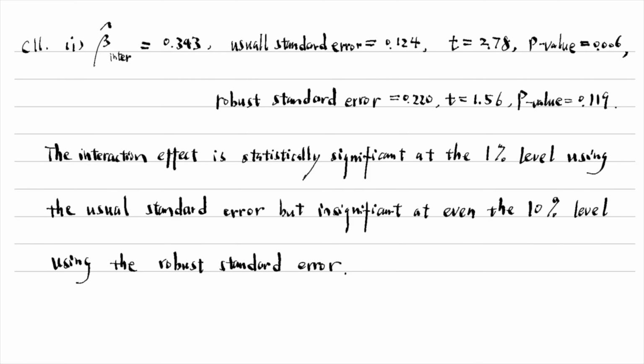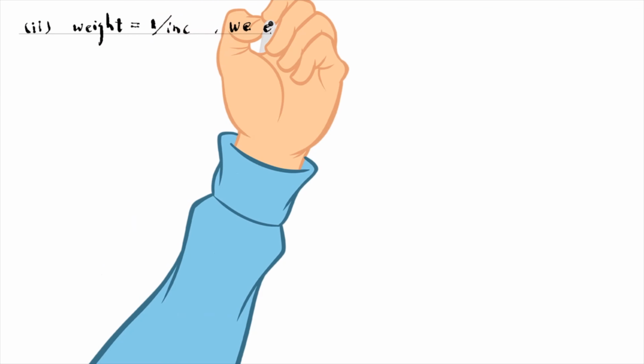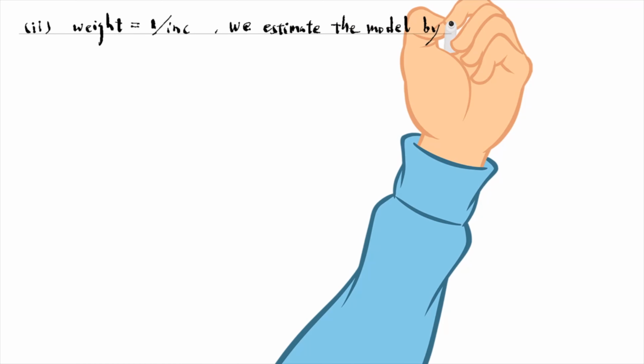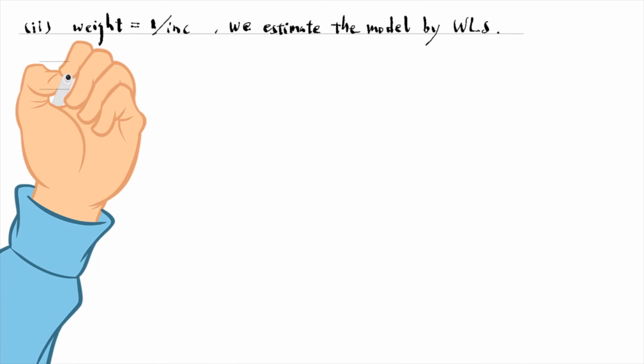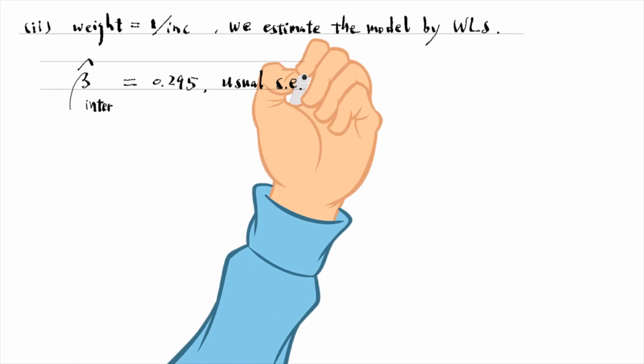For part 2, we generate the weights equal to 1 over income. Then we estimate the model by weighted least squares. We put the weights inside the bracket in Stata.